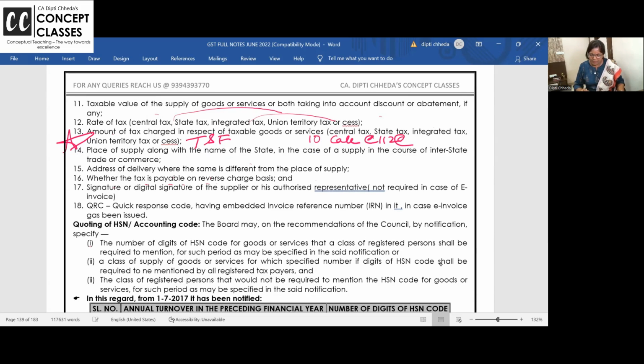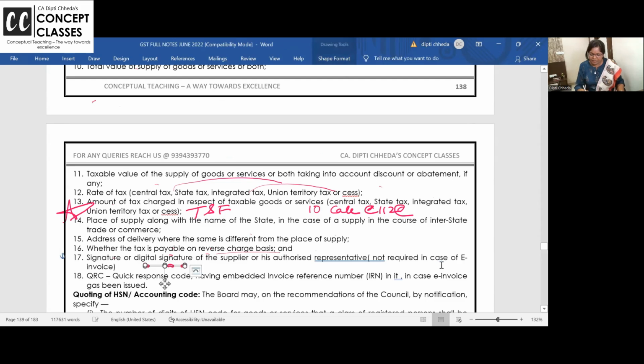Whether the tax is payable on RCM, it should be clear. RCM, so who is going to issue the tax invoice? Buyer. Please write it somewhere. Write this somewhere in the header or footer. In RCM, buyer issues tax invoice.